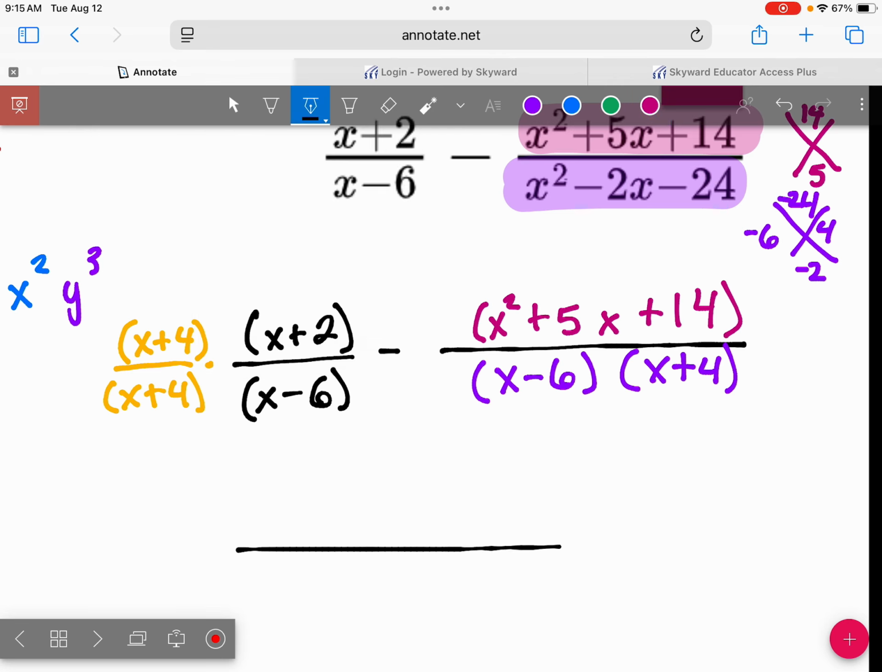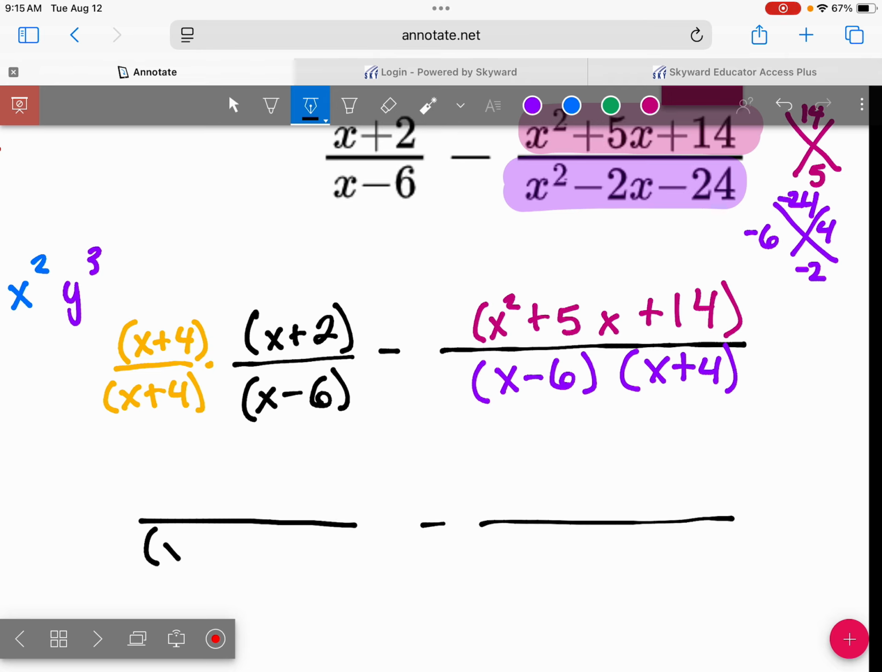So we're going to wind up with, I'm going to do this as 2 fractions, minus this one. Our denominator, we're going to keep in factored form. Do not multiply these out. It does not make your life easier. In fact, it makes everything harder. So our denominators are exactly the same. That's what we wanted.